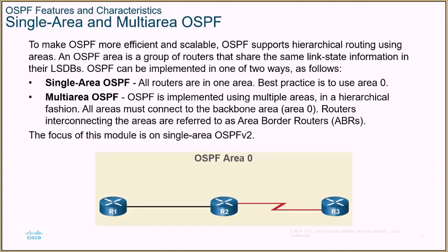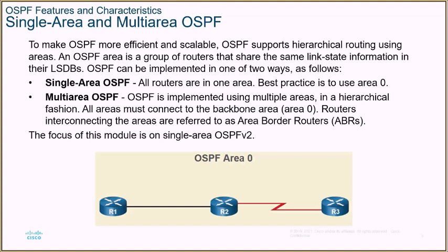Multi-area OSPF is implemented using multiple areas in a hierarchical fashion. All areas must connect to the backbone area. So area 0 is a specialist type of area. In a multi-area OSPF setup, area 0 would be your backbone. All other areas would connect to area 0. And routers interconnecting the areas are referred to as area border routers.